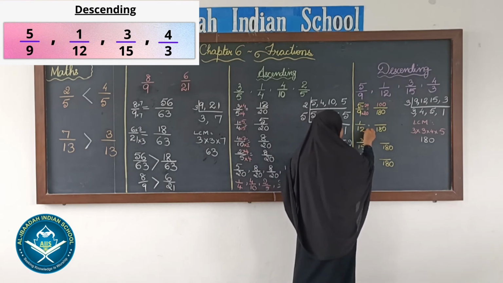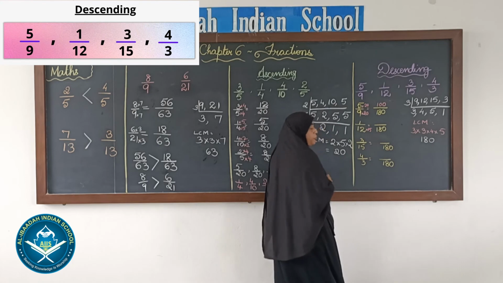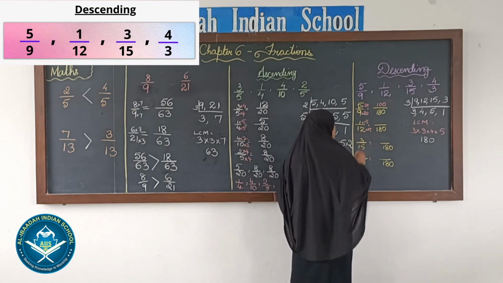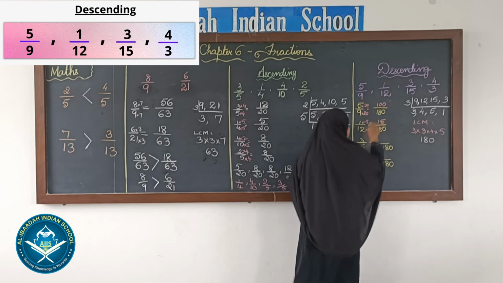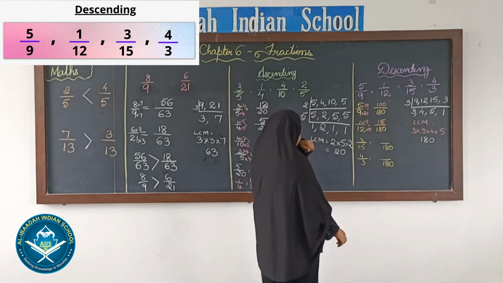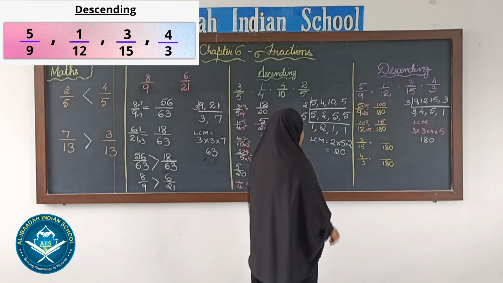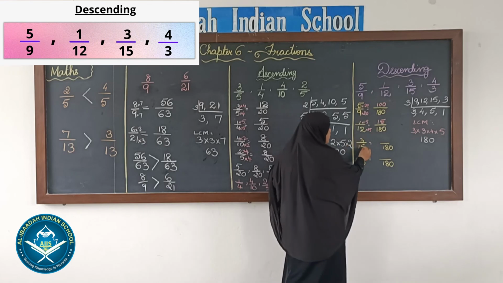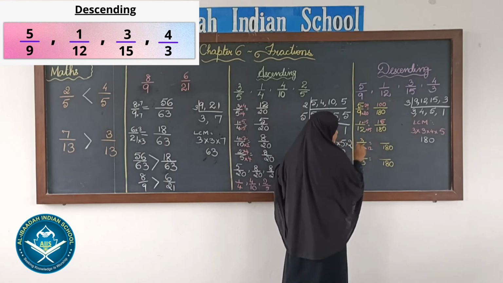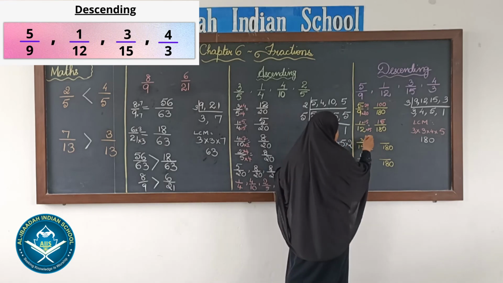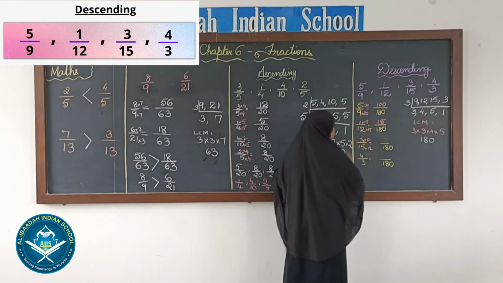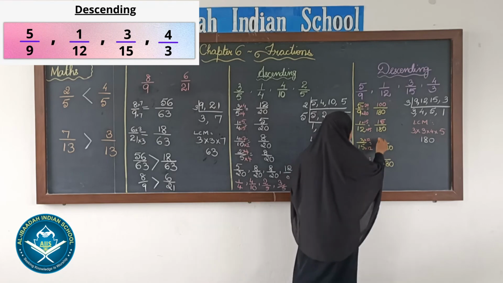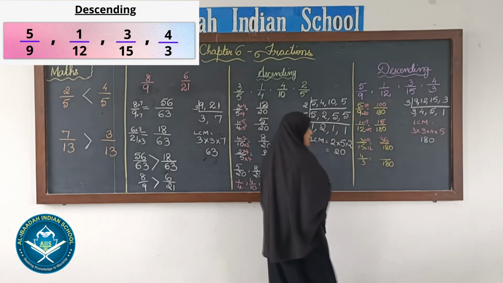Okay, so we will multiply it with 15. We will have to multiply 12 with 15. Numerator also you multiply with 15, you will get 15 as the answer. Okay, next 15, we have to change it to 180. So what do we need to multiply? We will multiply it with 12. Numerator also multiply it with 12. When we multiply 3 with 12, we will get 36 as the answer.